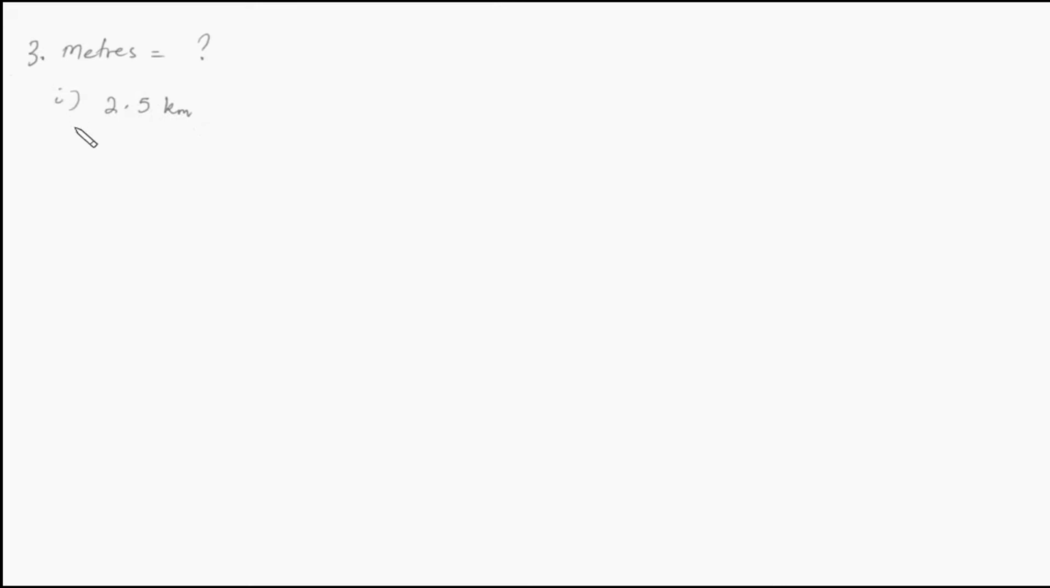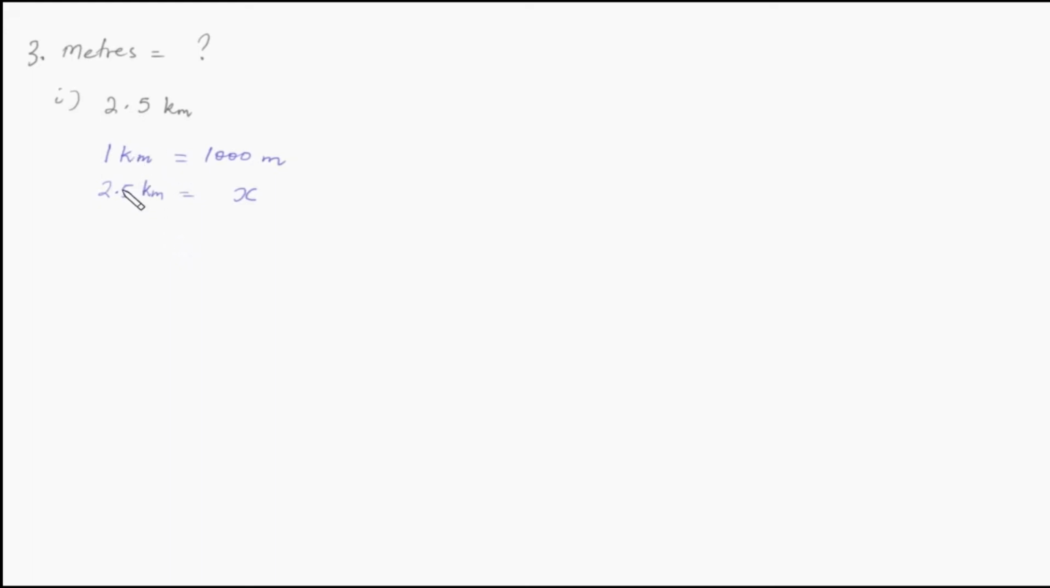Now what do you do? You have to first of all say, I know that 1 kilometer is equal to 1000 meters. That's where you start. 1 kilometer is equal to 1000 meters. Now you want to find the number of meters in 2.5 kilometers. So you will say 2.5 kilometers is equal to how many meters?